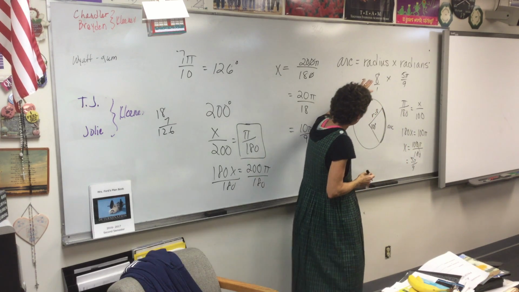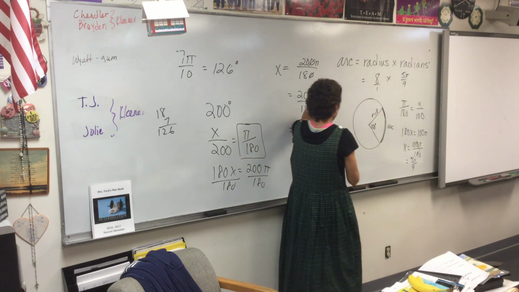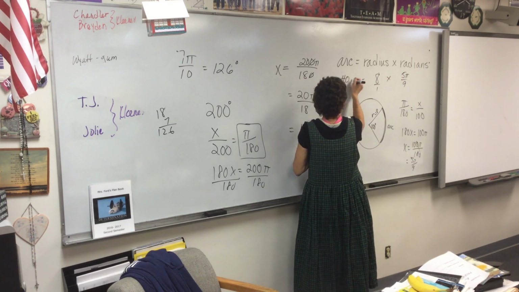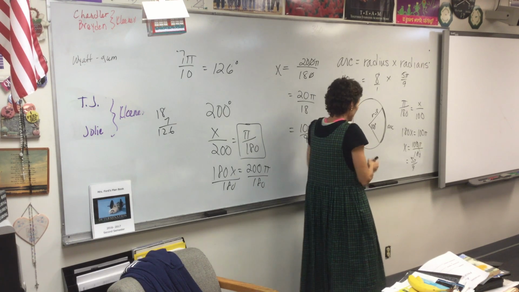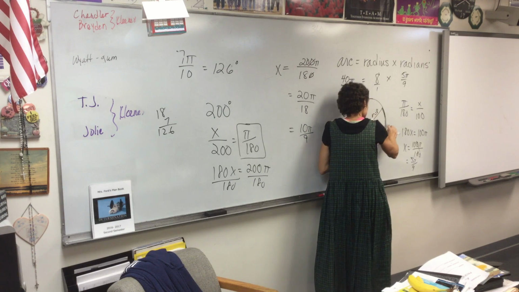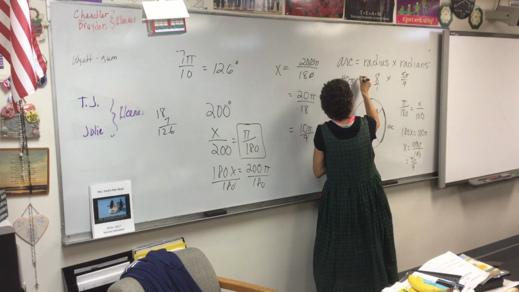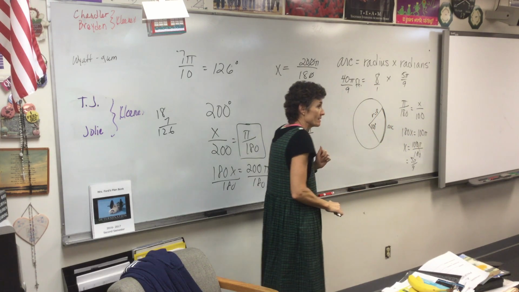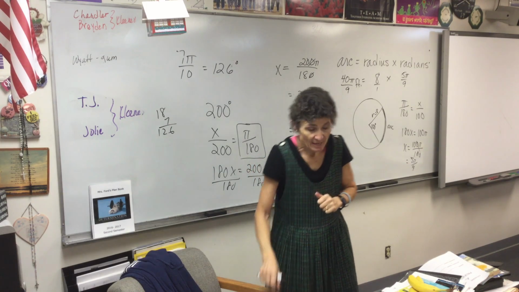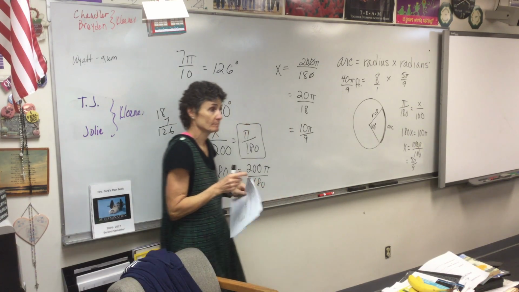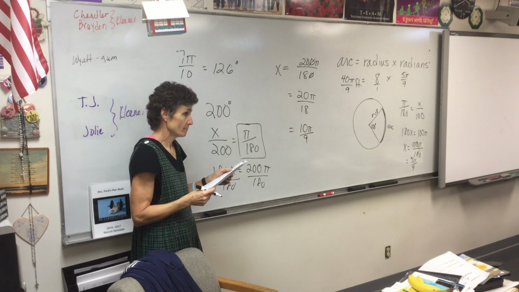When I multiply 8 over 1 times 5 pi over 9, I go straight across, so that would be 40 pi over 9. And there's a unit on that. That's a length. I'm measuring that. What's the unit on it? Feet. Why is the unit feet? Because the radius was in feet, and that's going to match the radius. Okay?